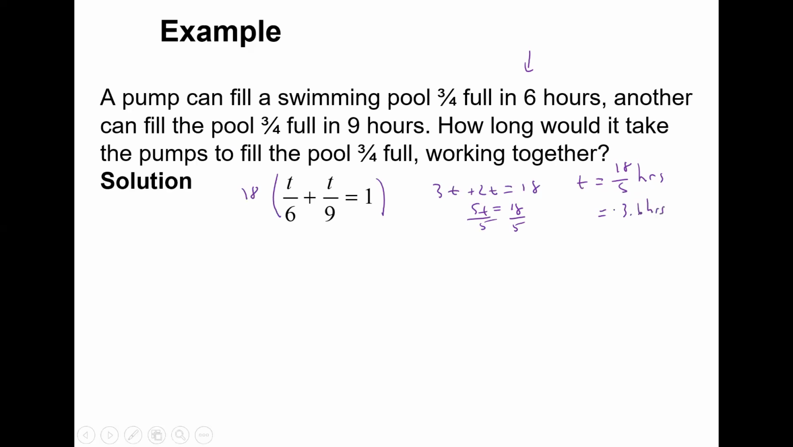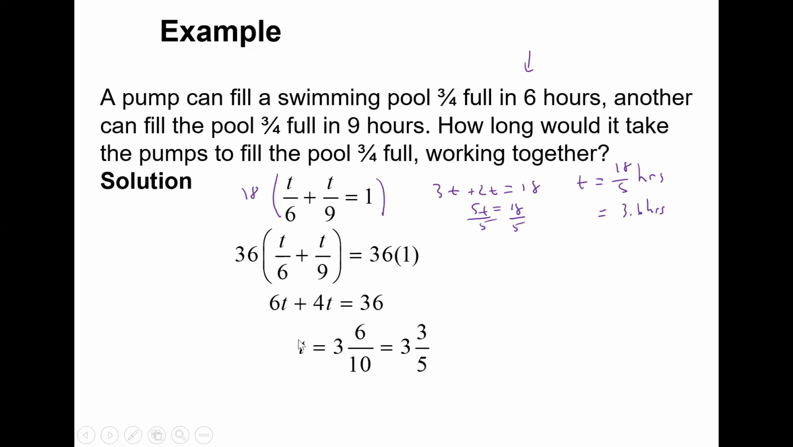And so it all depends on how you do it. Now the book decides to do it a little differently. They're going to use 36. Now why they decided on 36, I don't know for sure, because usually we use the least common multiple, but they didn't do that in this case. So when you do it that way, you get 6t plus 4t equals 36. And so then you get 10t equals 36.